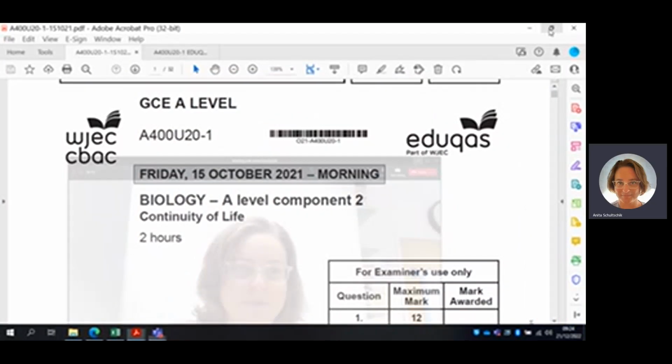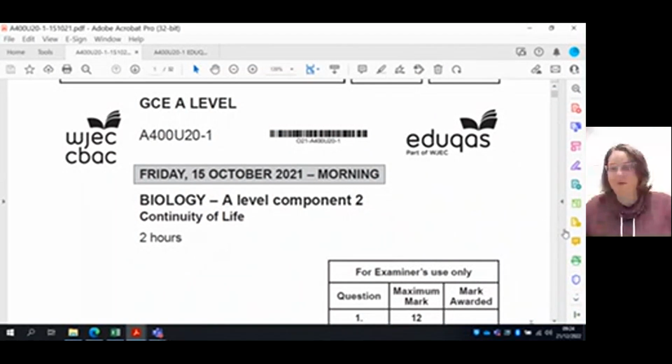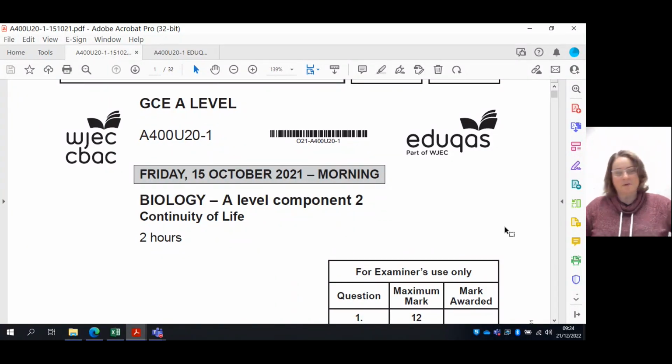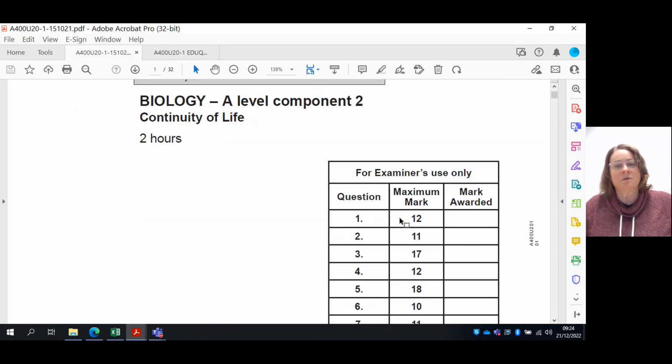I'm just going through the component 2 paper with you that we have just done in class. It should be in front of you and marked. Those of you who've got the A star, please feel free to just watch selected bits or just work with the mark scheme where you see fit, because whatever you're doing is obviously working. Those of you that are struggling a little bit, please go through this with me.